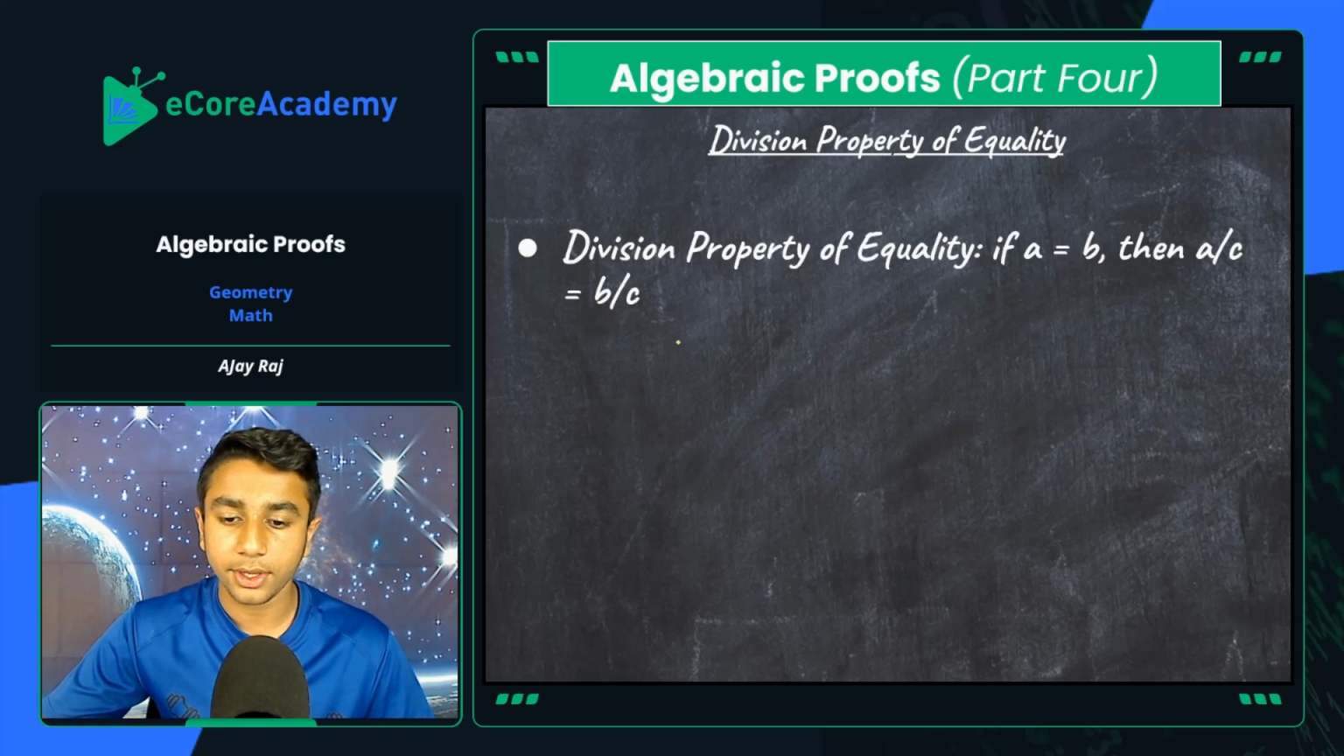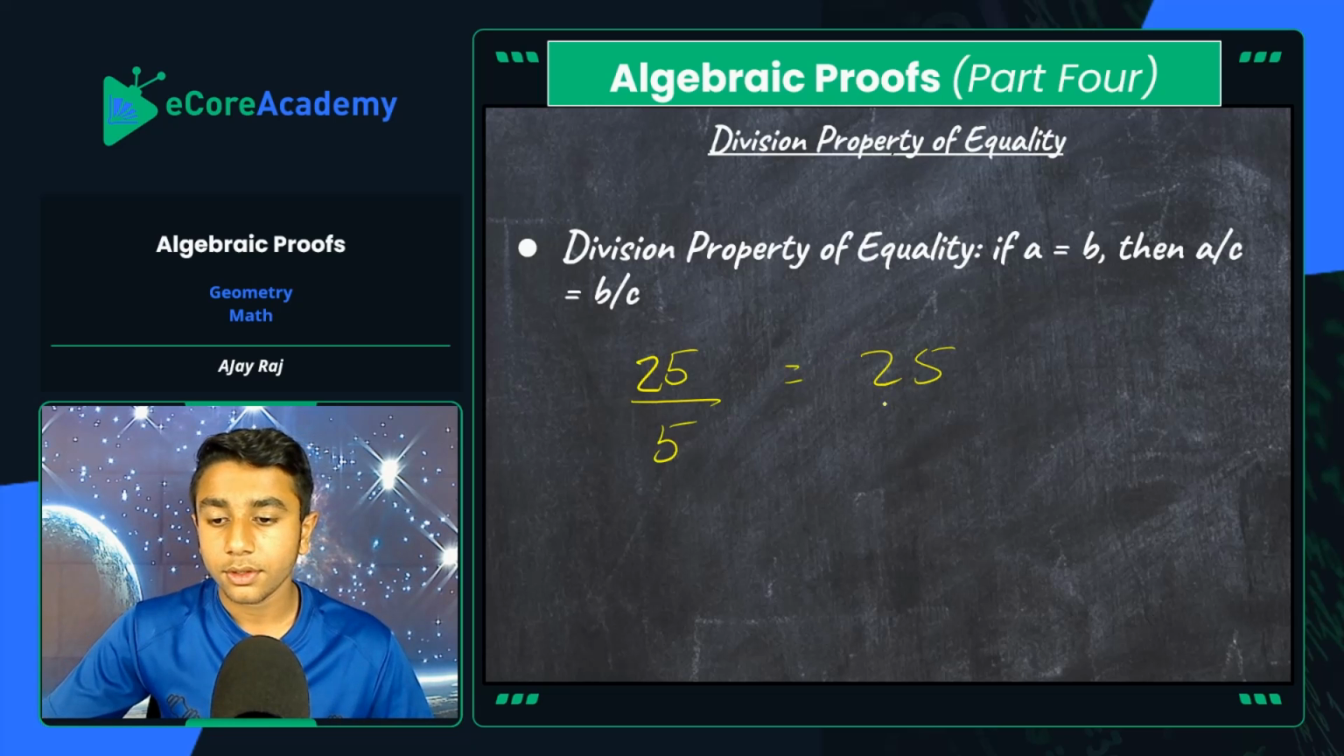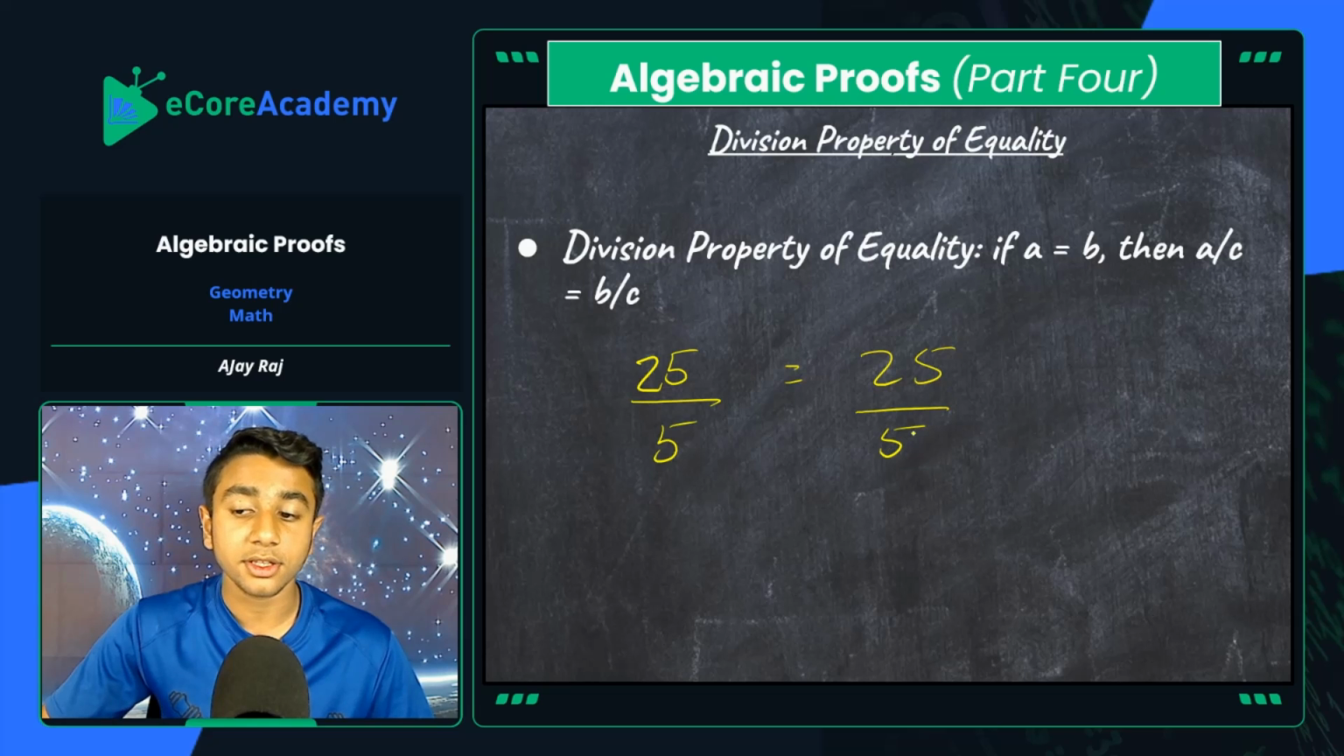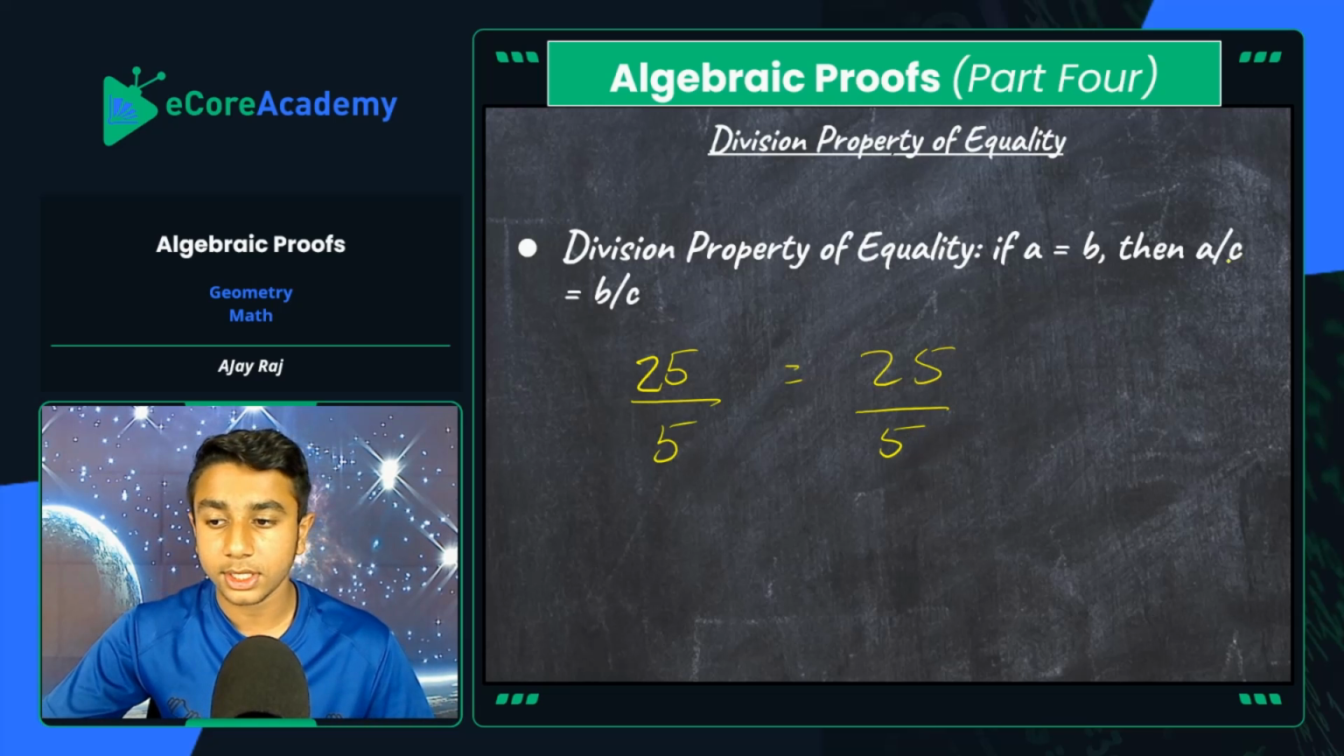So if we take our example here, 25 is our value, and we're saying that 25 equals 25, which is always true. We're going to divide each side by 5, since we have to keep the value that's being divided the same constant, which is C, represented here.